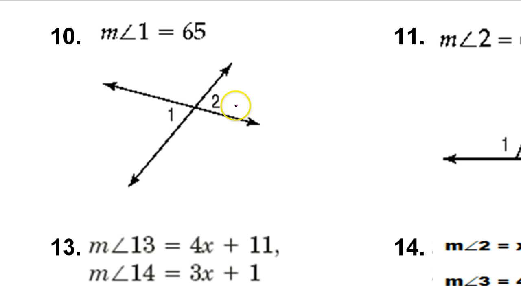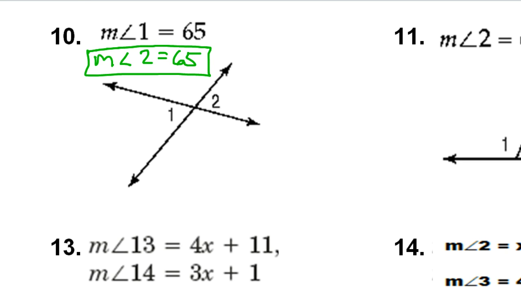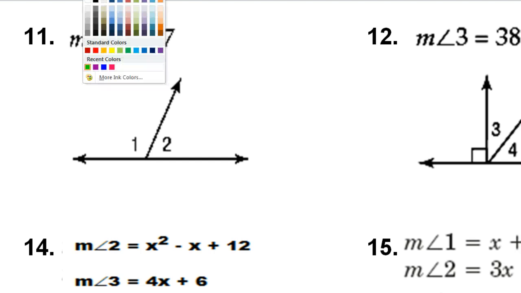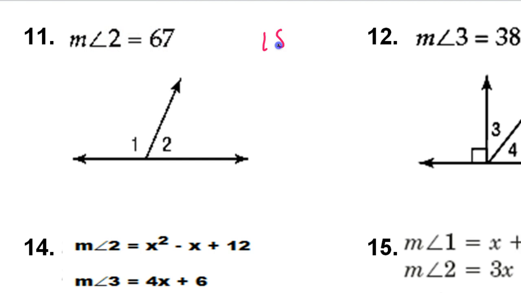Again, vertical angles are equal. So if angle 1 is 65, then the measure of angle 2 is also 65. See this linear pair? They have to add up to 180 degrees. So all I need to do is subtract 180 minus 67. That is 113, so that'll be the measure of angle 1.